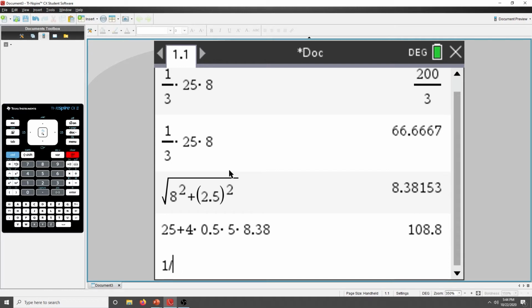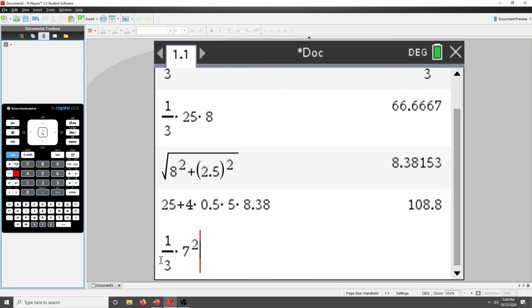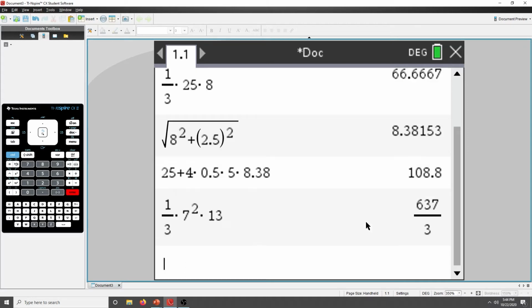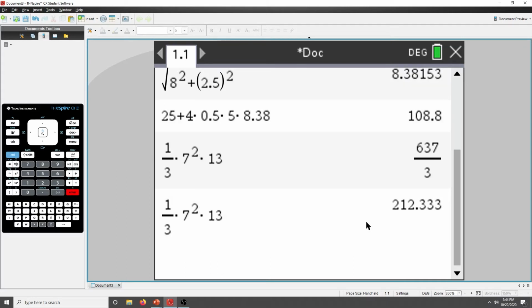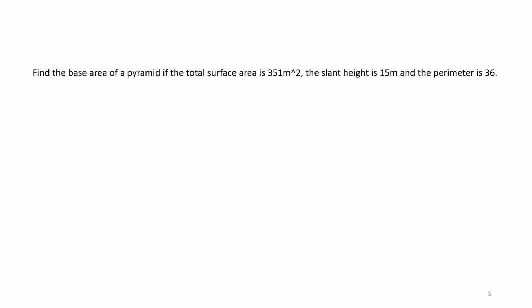1/3, oops. I always do this because sometimes the calculator does some pretty funky auto parentheses if you don't. I separate it as much as I can so I don't have to retype it later anyways. Times 13. Oh, control enter. And our volume is 212.3 repeating units cubed.